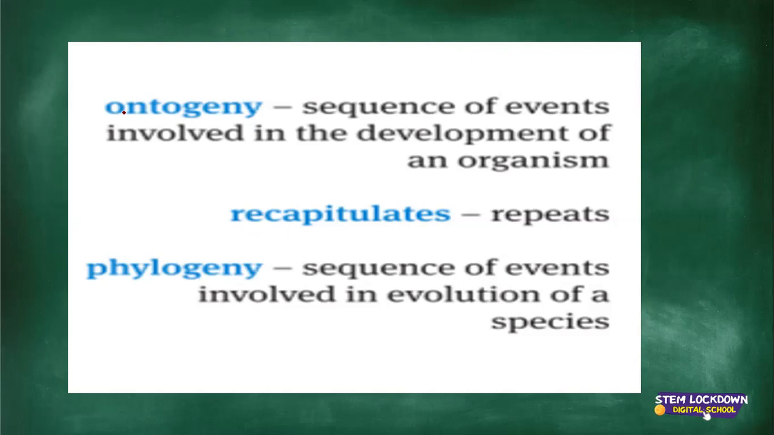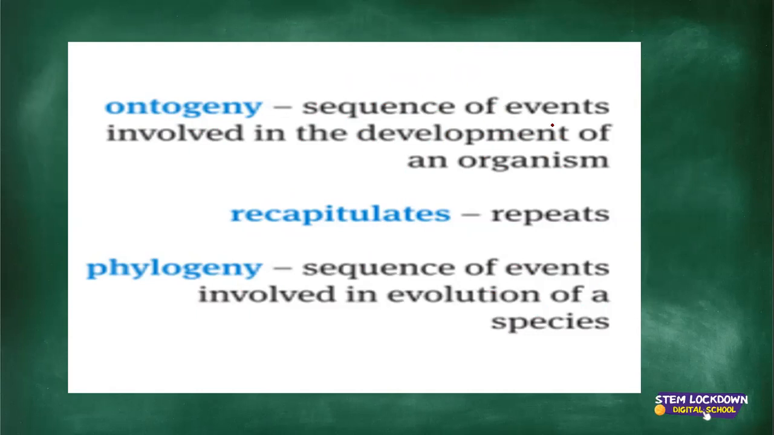So to explain the three words: ontogeny recapitulates phylogeny. Ontogeny is the sequence of events involved in the development of an organism. So the sequence of events involved in the development of an organism repeats the sequence of events involved in the evolution of a species. That's basically what this means. If you understand these terminologies, then you understand what this phrase in full means.